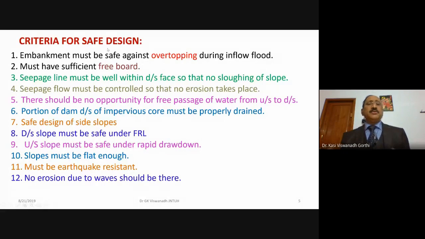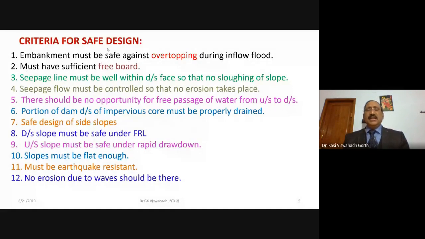So the criteria for safe design of the earth dam. What is the criteria to be followed to design a safe earth dam? The condition is that the embankment must be safe against overtopping during inflow floods. We have seen this type of failure earlier; when we were discussing the causes of failures, overtopping is one of the biggest problems. If the flood is not sufficiently estimated, and earth dams already have a limitation that you can't have very high heights, maybe limited to about 40-50 meters only.